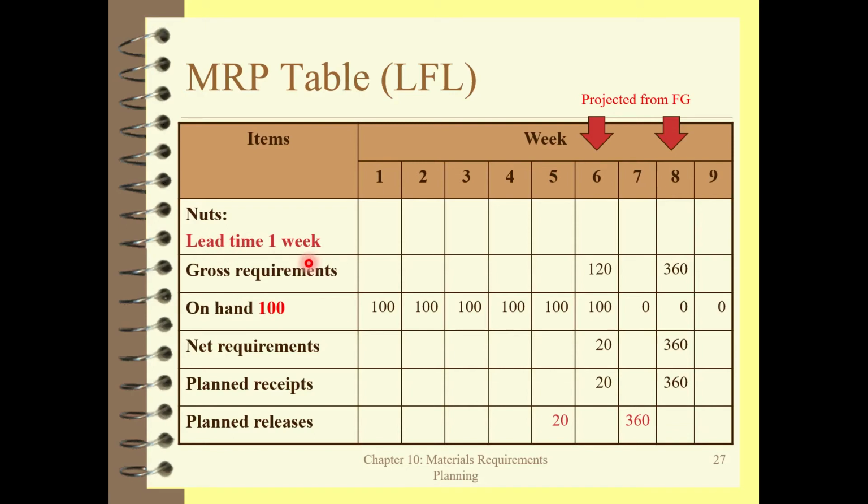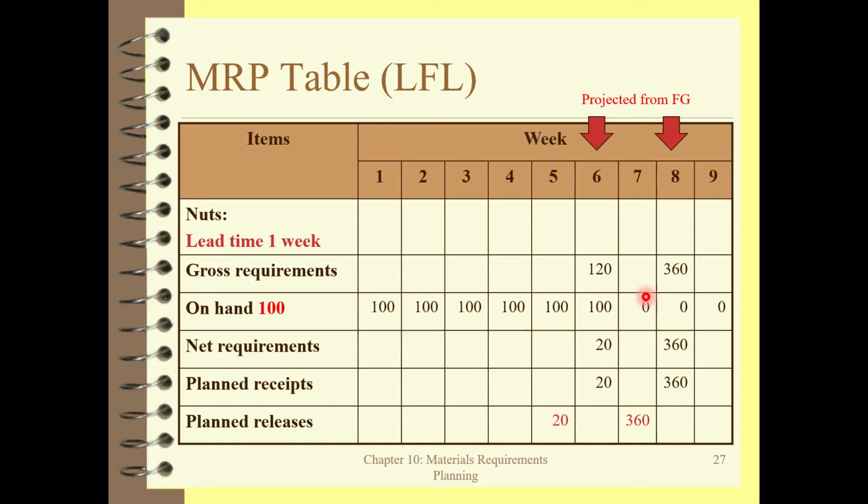Lead time is 1 week. Okay, lead time is 1 week. So in this case, you got on hand 100 here. At the beginning of week 6, you need 120. So and you have on hand of 100. So the net requirement is 20, right?